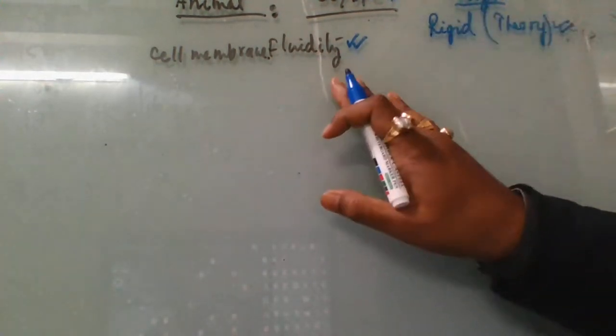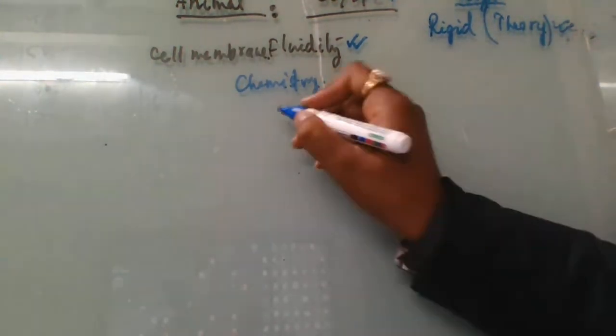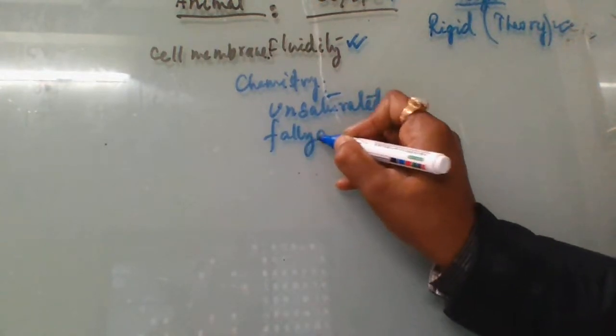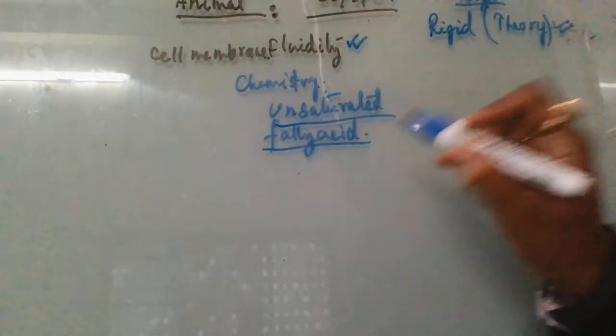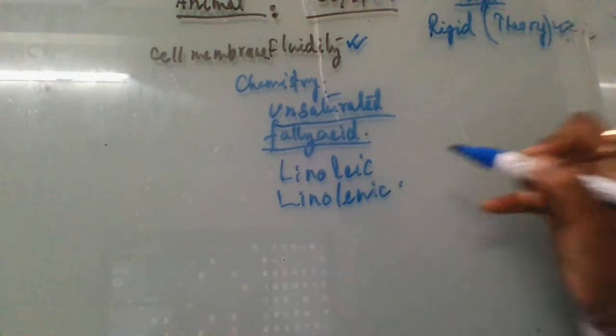As you know, as the temperature lowers, the fluidity is lost. It becomes rigid. By theory, at the transition temperature, as I discussed in my previous video, it becomes rigid. So fluidity is lost due to the decrease in temperature. The chemistry of this part tells us that fluidity is due to unsaturated fatty acids, such as linoleic and linolenic acid. These are the unsaturated fatty acids.